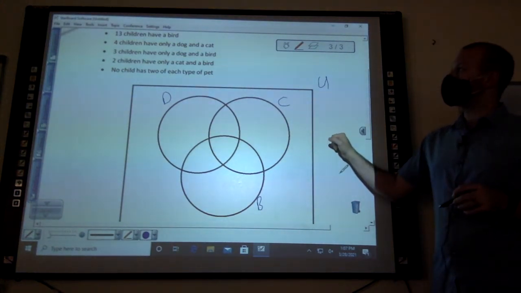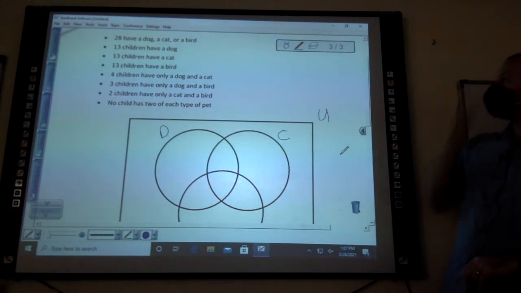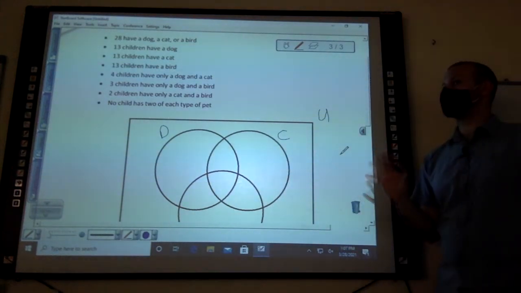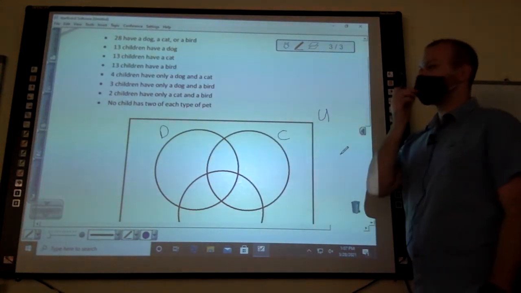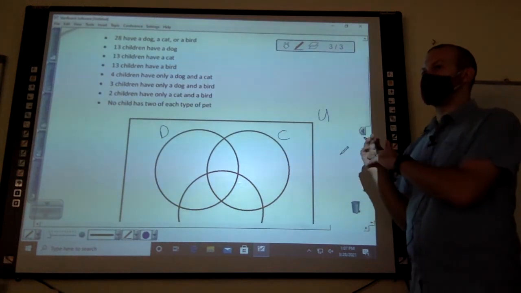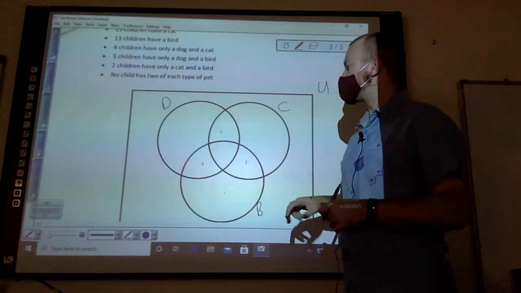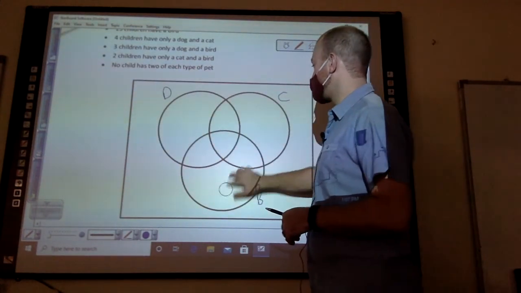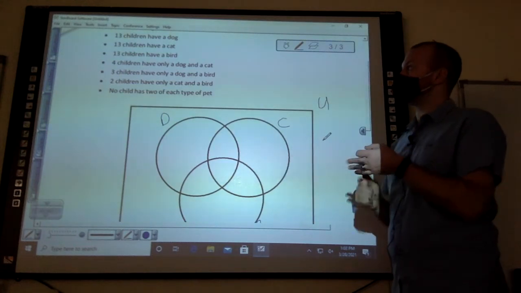So let's see if there's any section I can fill in at this point. So it says 28 have a dog, a cat, or a bird. So that means that's somewhere in here. It's or, it's not and. Because it's or, it can be in any of these sections. So that would be this region, this region, this region, this region, this region, this region, and this region all add up to 28. So we can't use that yet. 13 have a dog, 13 have a cat, 13 have a bird. That's the whole circles. I can't do that.